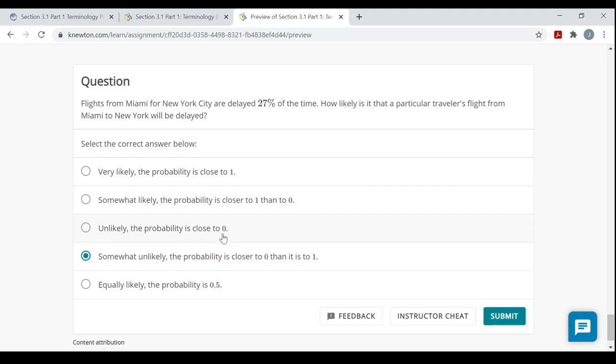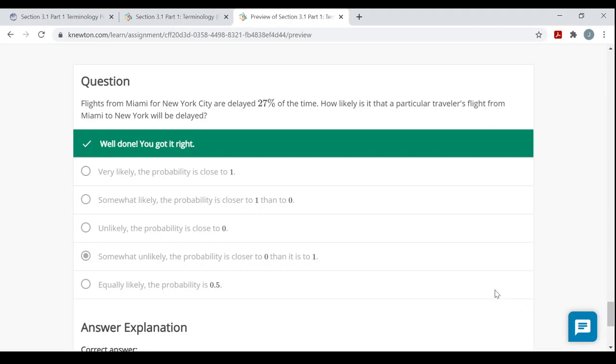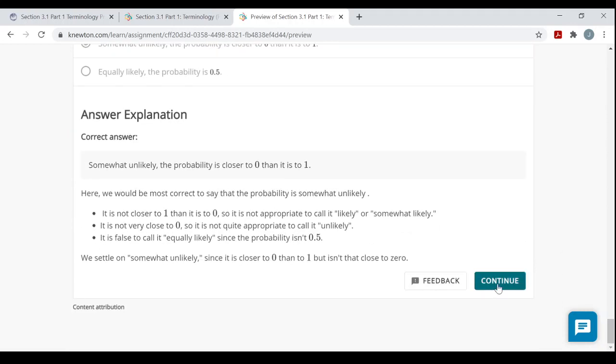Saying that the probability is close to 0, close to 0 we'll usually consider to be maybe like 5% or 1%, really close to 0, not 27%. So I'd say it's somewhat unlikely that the particular traveler's flight would be delayed, because the probability is closer to 0 than it is to 1. Hopefully that made sense.